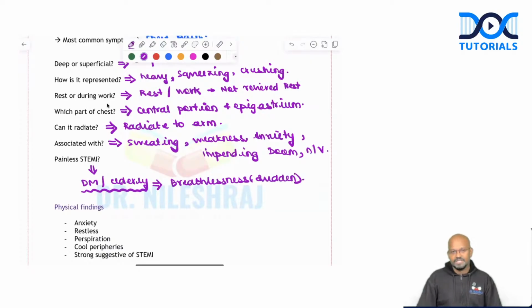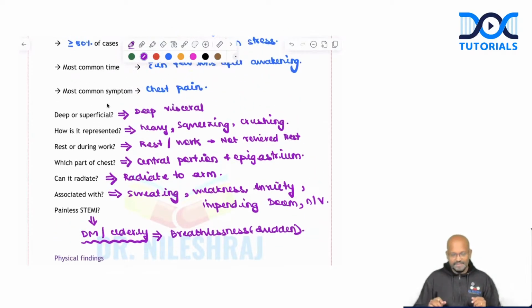So if a patient is a known case of angina, or that episode has occurred previously, and the patient is a known diabetic individual, we have to give them a heads up that if you land up with severe or sudden onset of dyspnea or breathlessness, please have a doubt that you might be having a myocardial infarction. Okay, these are the classical features of the most common symptom, which is chest pain.